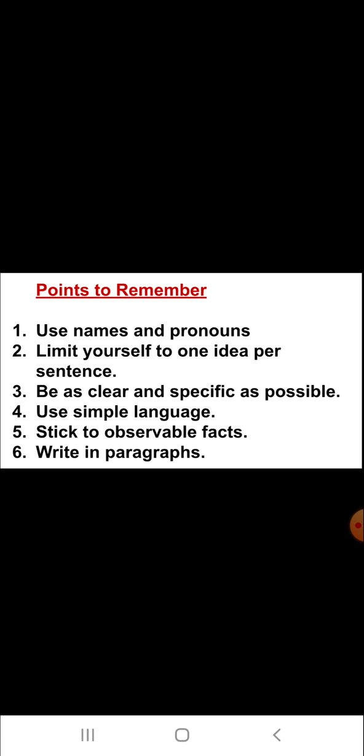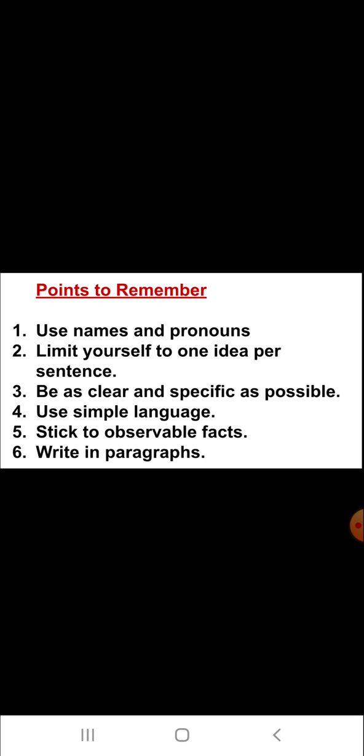So children, these were the main points that you should remember. I'll repeat them again. The first one is use names and pronouns. Second, limit yourself to one idea per sentence. Third, be as clear and specific as possible. Fourth is use simple language. The fifth one is stick to observable facts. Sixth is write in paragraphs. So these are the main points that you should remember while writing the report.